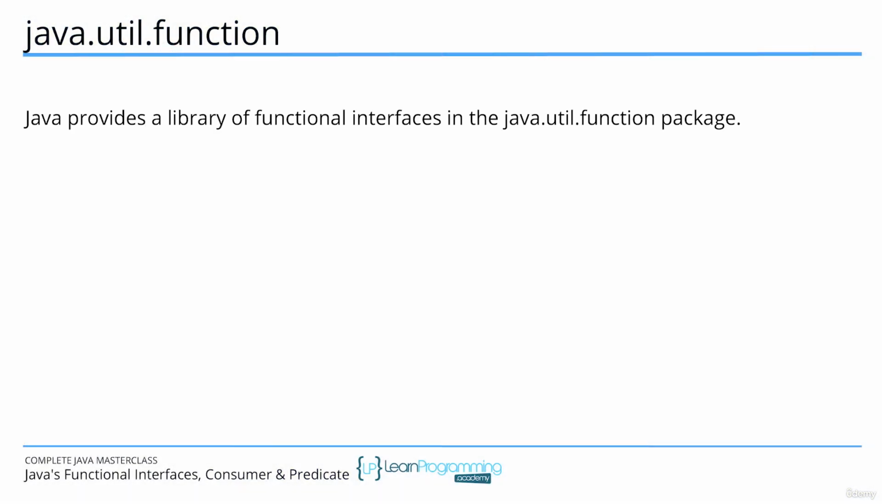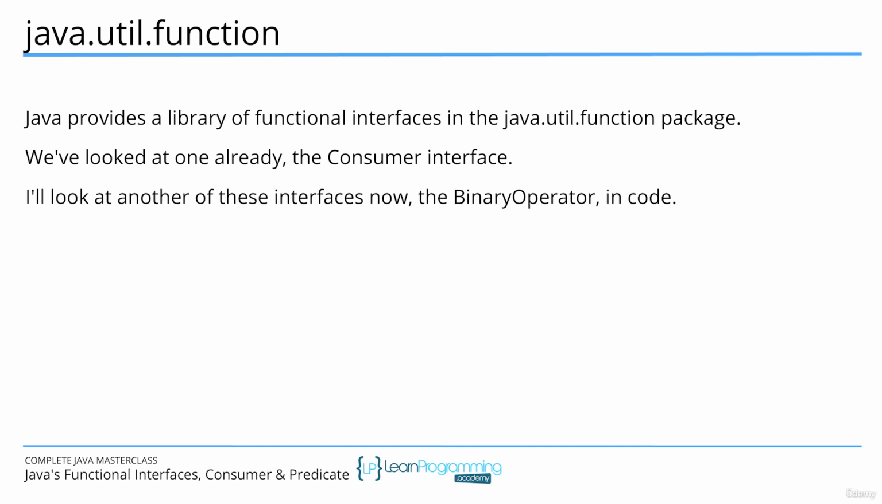Java provides a library of functional interfaces in the java.util.function package. We've looked at one already when I demonstrated the forEach method, which had an argument for a type that implemented the consumer interface. I'll look at another of these interfaces now, the binary operator in code.